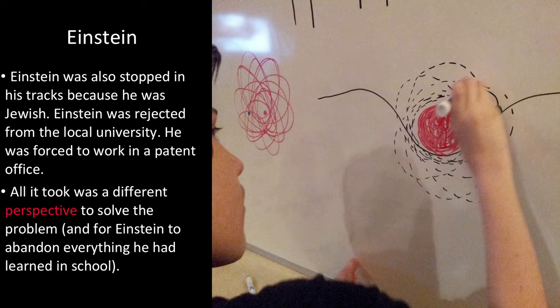Albert Einstein was also stopped in his tracks. He was not doing very well. He was Jewish, and it was pre-Nazi Germany, so he was not able to get a position at the local university. He had to work at a patent office, which, okay, that's not theoretical physics, and we're talking about Einstein here. So, yeah. What happened was Einstein had all this time to think all of a sudden. He had to stop learning, but he had all this time to think.